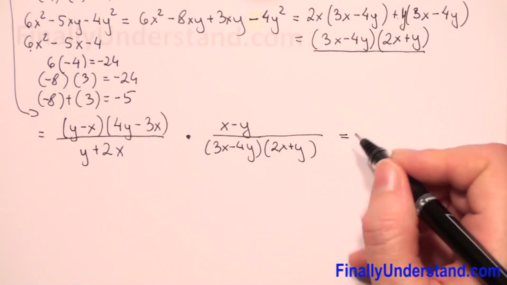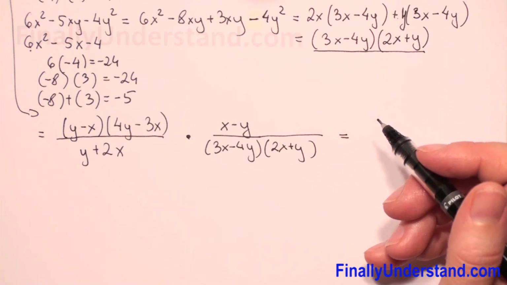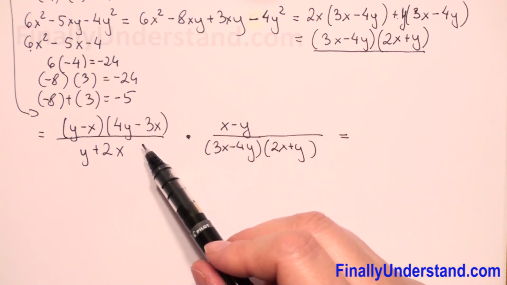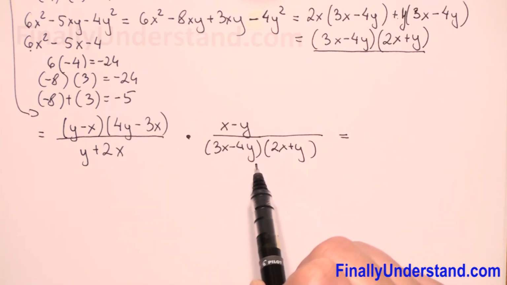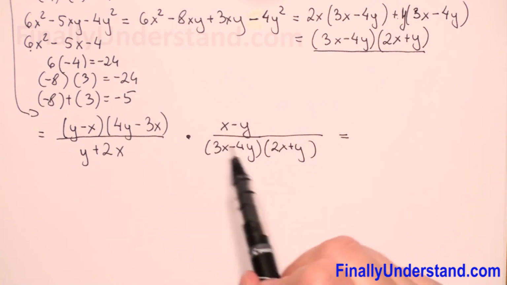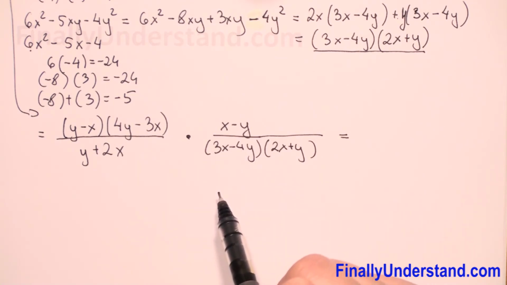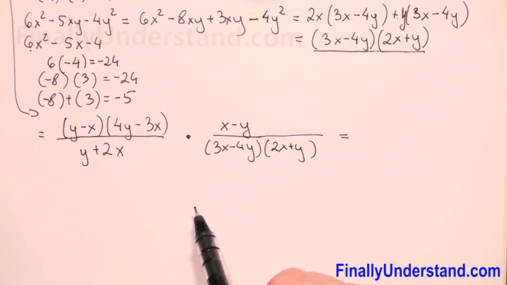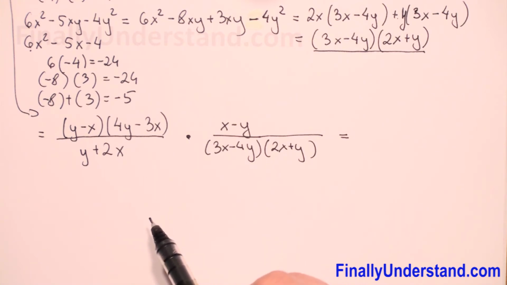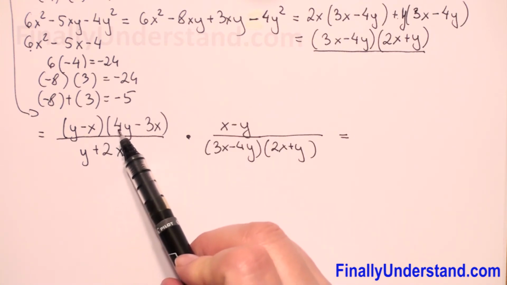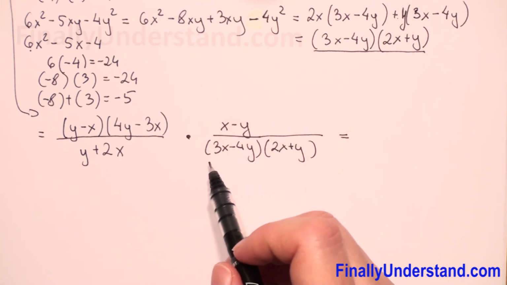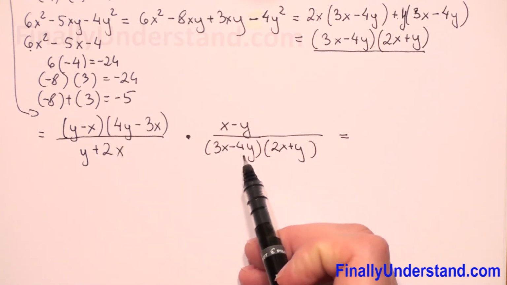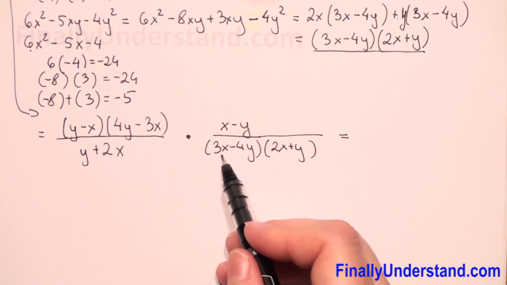So this is equal. Now we multiply numerator times numerator and denominator times denominator. And what else can we do? Because we have multiplications, we can check if we have something in parentheses that we can reduce. At that moment we don't have anything, but we have here 4y minus 3x, and in the denominator we have 3x minus 4y. We have different signs. We have positive 4y and negative 4y. Negative 3x and positive 3x.